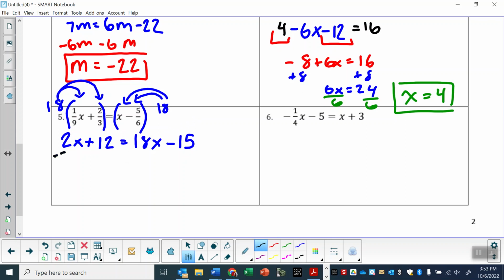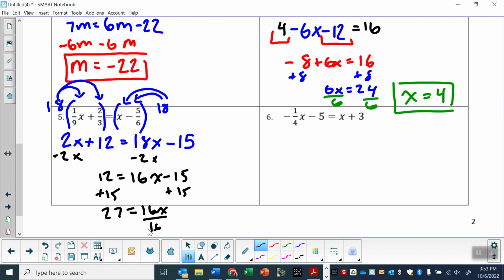And then subtract 2x from both sides. 12 equals 16x minus 15. Add 15 to both sides. And 27 equals 16x. Divide both sides by 16, and this one's weird. x equals 27 over 16. Hopefully I did that math right.